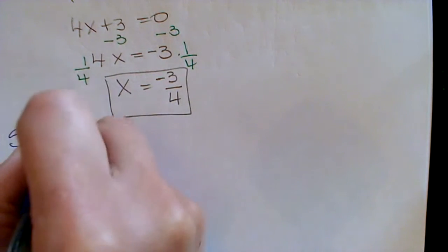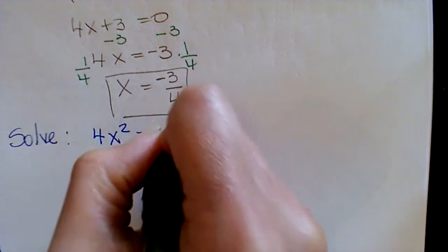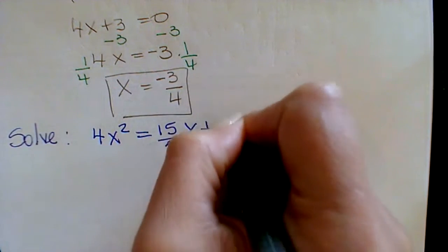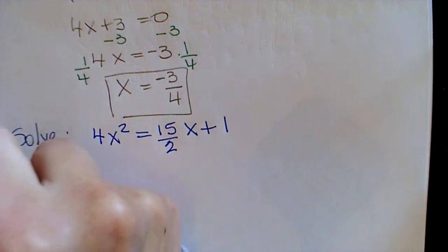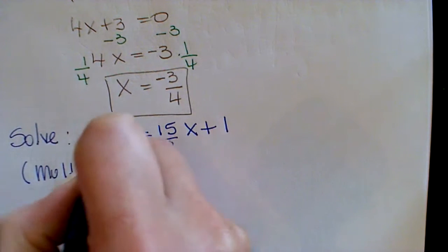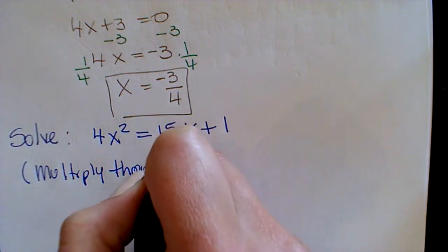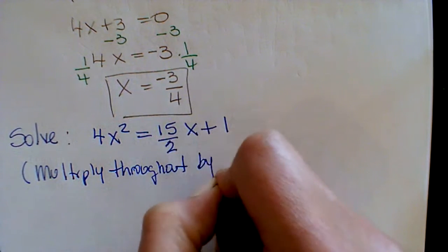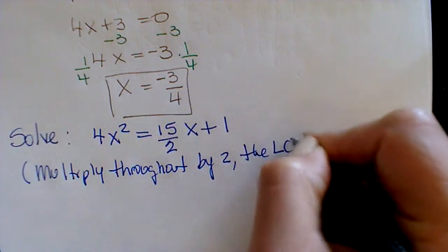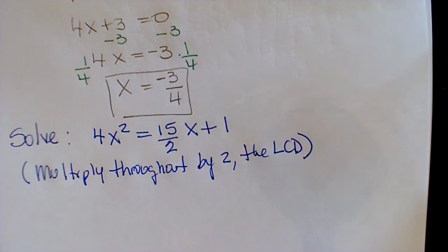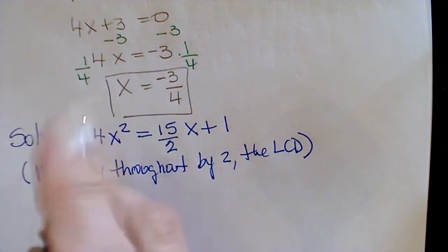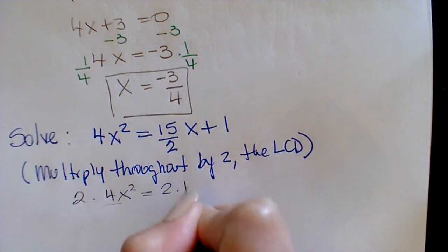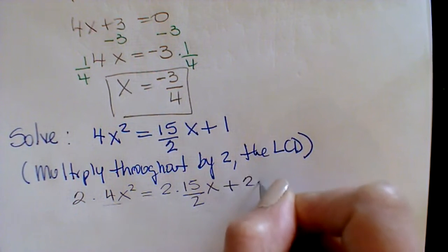It says solve 4x squared equals to 15 over 2x plus 1. What I can do there is I can multiply throughout by 2, which is the lowest common denominator. So multiply. So in other words, I'm clearing out the fraction by 2. So I'm going to multiply by 2. This is going to be 4x squared. It's going to be 15 over 2x, and this is going to be 2 times 1.